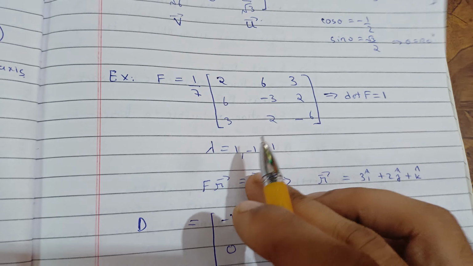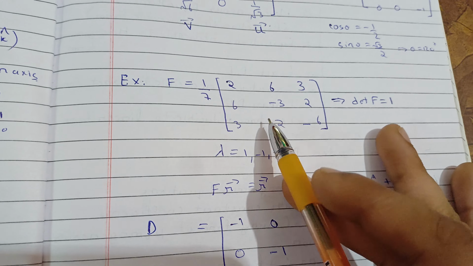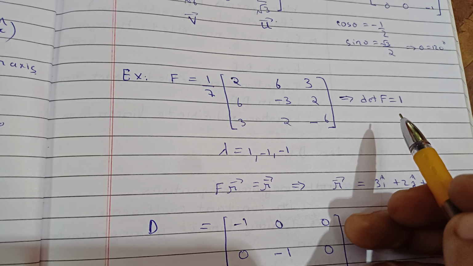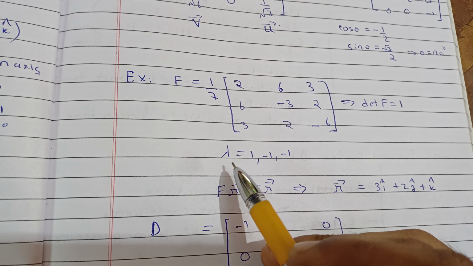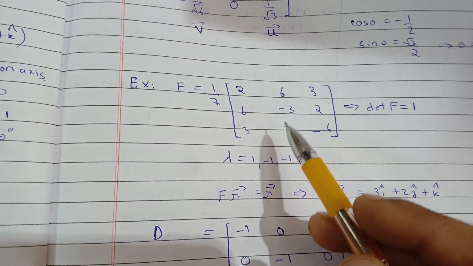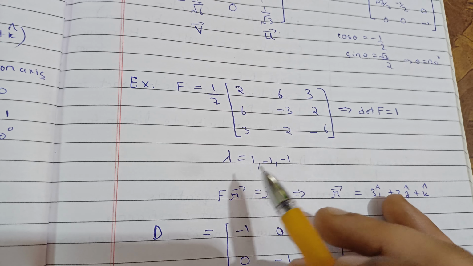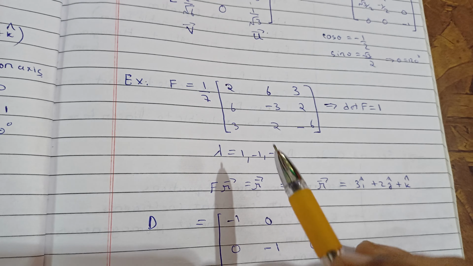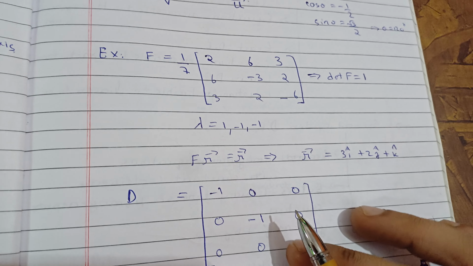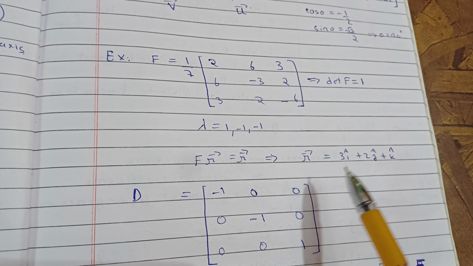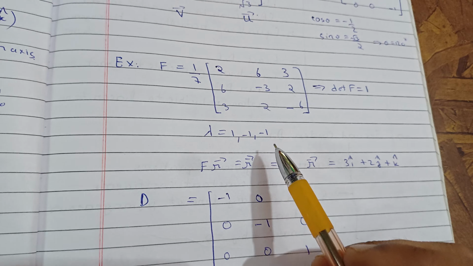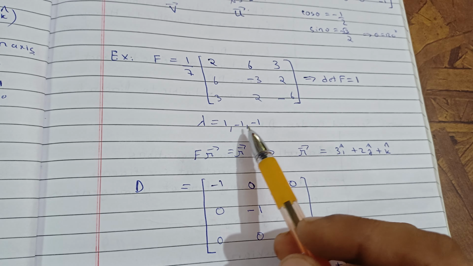Now there is one more example. Let's see. F is given this and the determinant of F is 1. So rotation will be involved. If we find the eigenvalues, then they are all real. Now if we diagonalize this matrix, we will get the diagonalized matrix after applying the operation. First FR equal to R, find the rotation axis, then do the same operation. Well, we don't need to do the operation here because we know all the eigenvalues are real. So just write it as minus 1, 1 and 1.